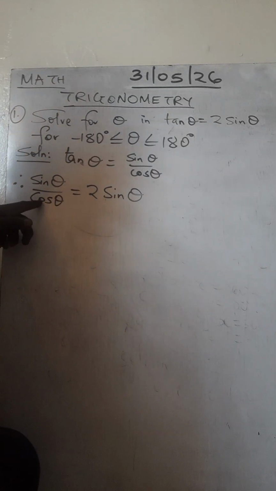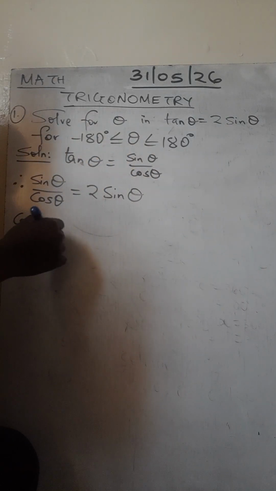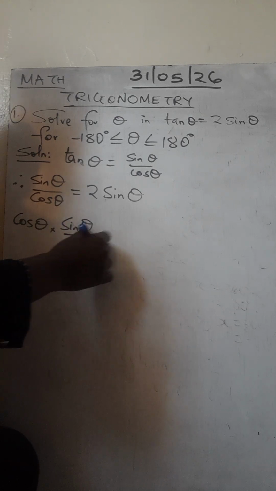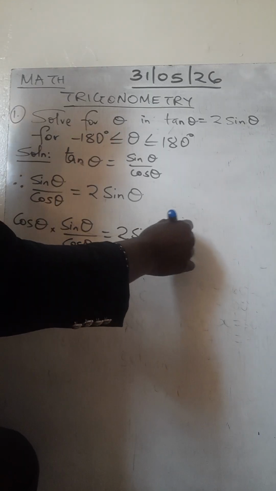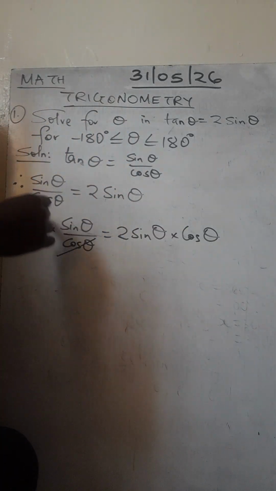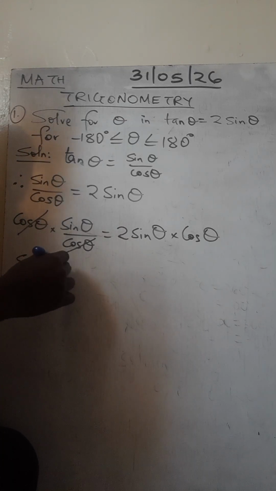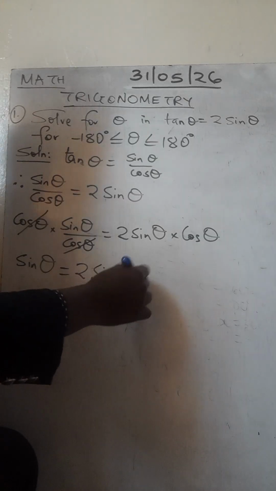Now, you can multiply both sides by cosine of theta. So cosine of theta times sine of theta over cosine of theta equals 2 sine theta times cosine of theta. This one cancels this. Now you have sine of theta equals 2 sine theta cos theta.